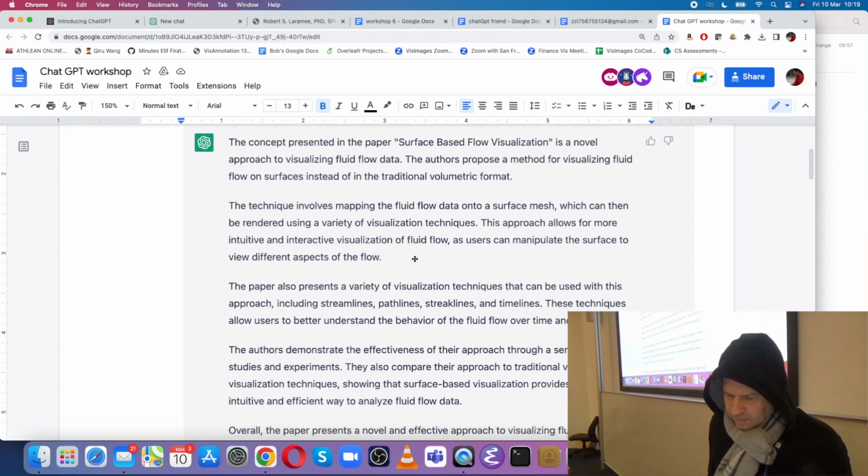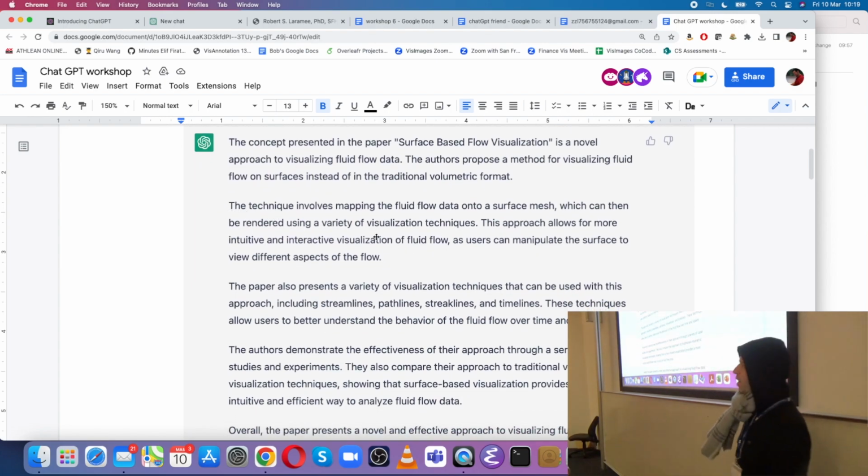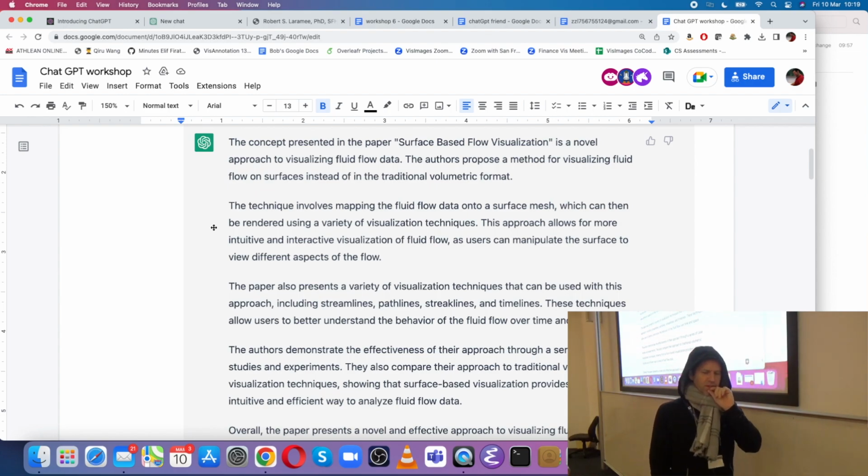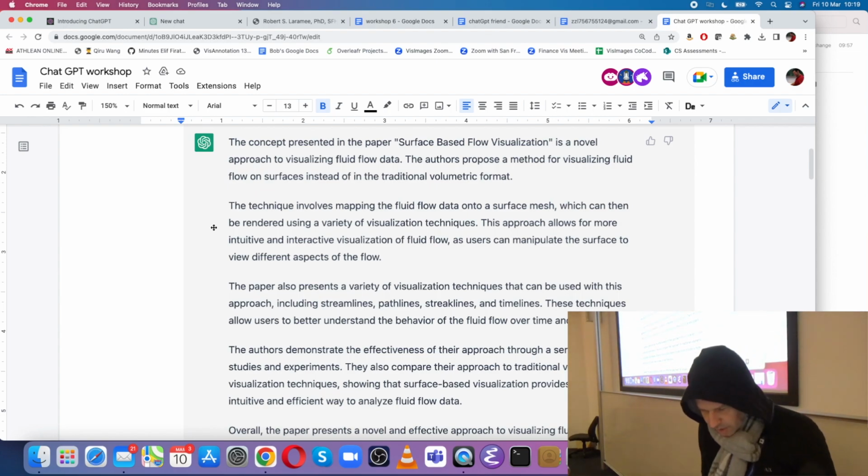And again, if we had more time, I would like to go into the actual paper and see if this has been copied and pasted, like directly, because to me it looks like it could be copied and pasted, some of that.